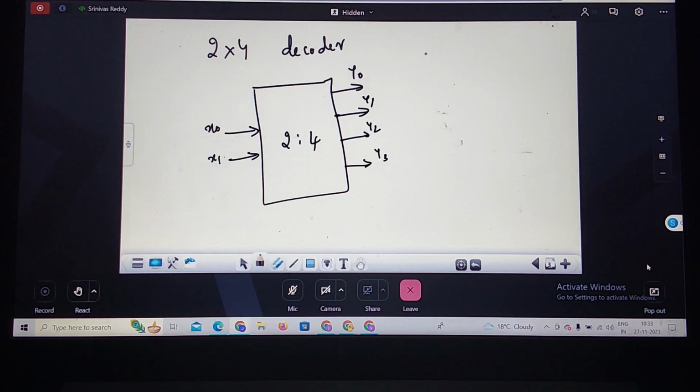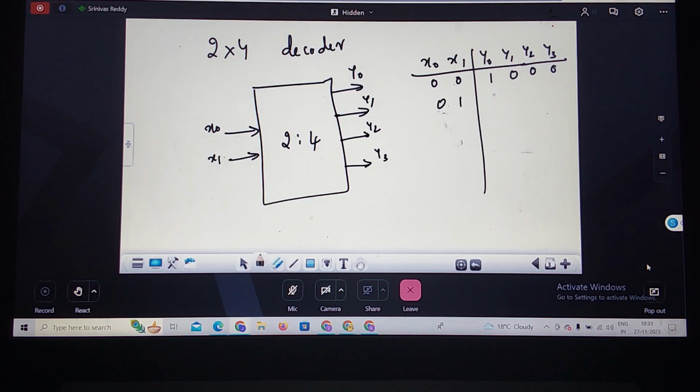If I write the truth table for the decoder, with outputs Y0, Y1, Y2 and Y3: when the input is 0, 0, it decodes as Y0 is 1, 0, 0, 0. If it is 0, 1, the output is 0, 1, 0, 0. If it is 1, 0, the output is 0, 0, 1, 0. If it is 1, 1, the output is 0, 0, 0, 1.